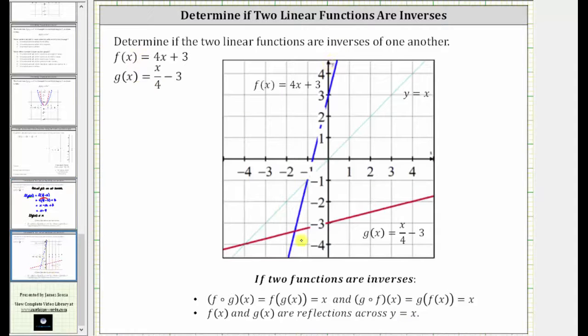F of x is graphed in blue, g of x is graphed in red, and y equals x is graphed in green. Notice how if we were to fold f of x across the line y equals x, it would not match up perfectly with g of x, which graphically shows the functions are not inverses of one another.